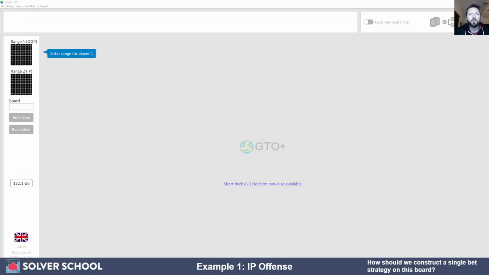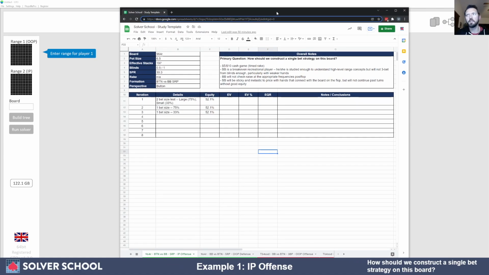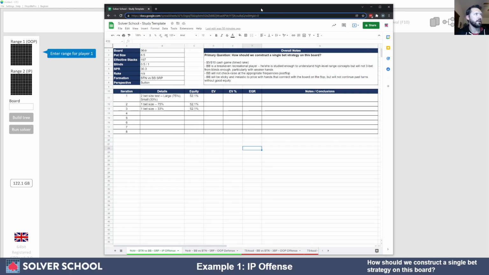So now we're in GTO Plus, and we're going to start configuring the game details for our first example. And before I actually jump into the example itself, and before I really dig into any example, I like to start filling out a study template. And I'll drag this over here so we can see what I'm talking about.